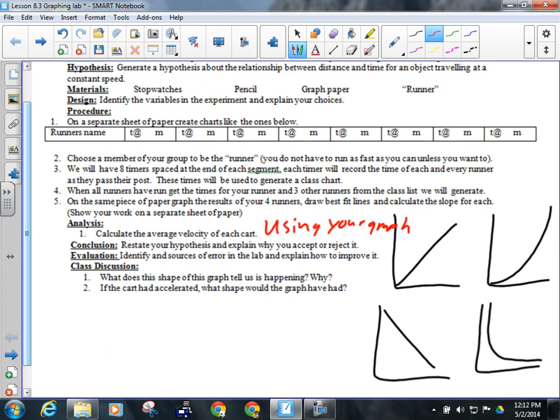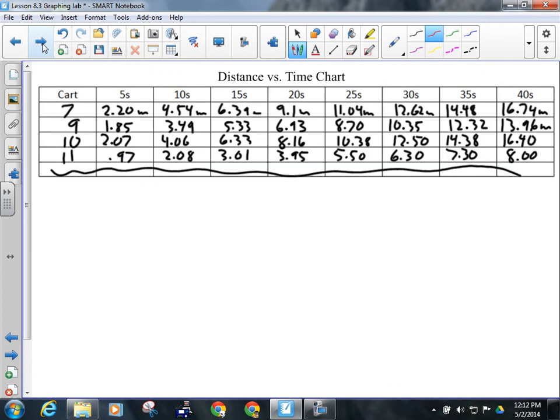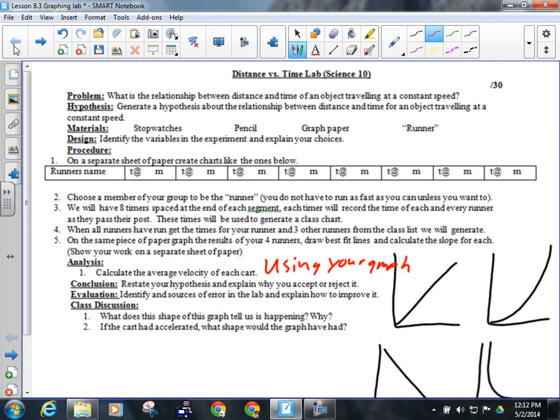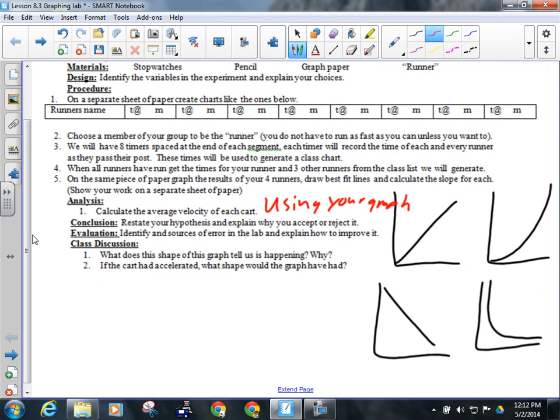Okay, I do not want you taking the last number on here and dividing by 40 seconds. I'm not wanting you to do v equals d over t for this. I want you to calculate the velocity of each cart using the position versus time graphs that you are going to build of this data. That's for step number 5 there in the procedure.